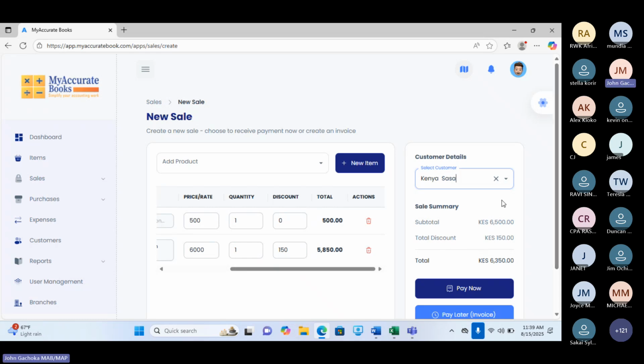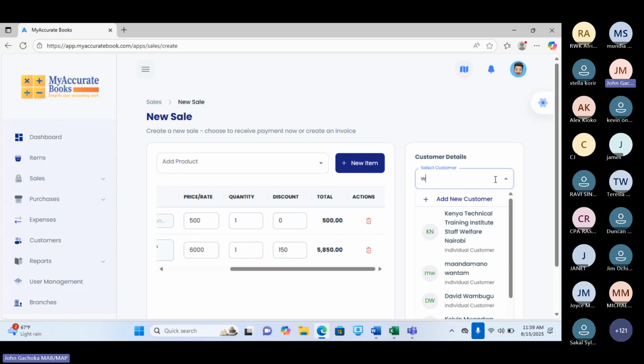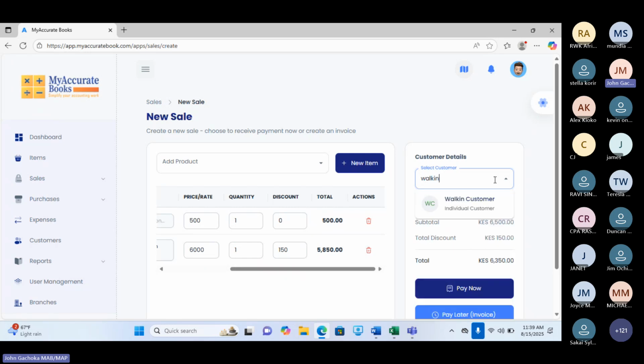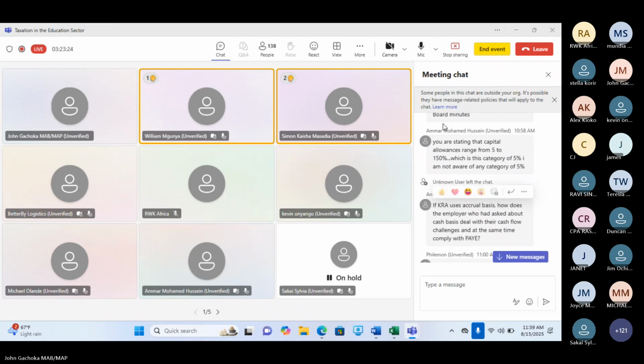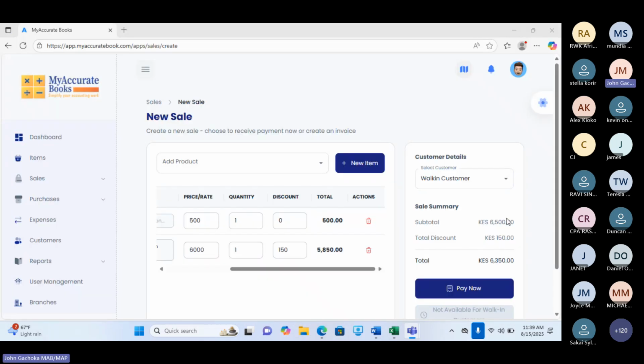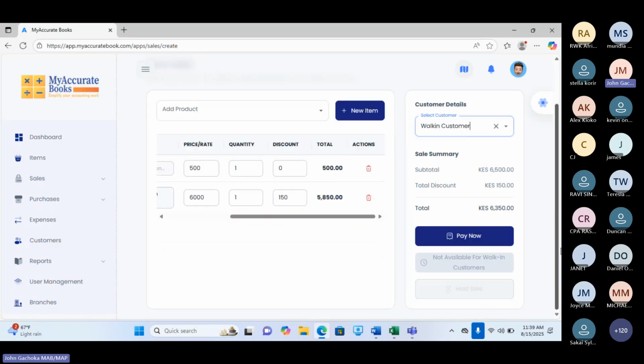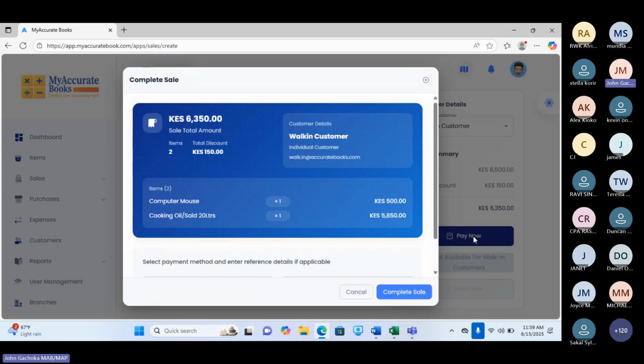In the event that they are not in your system, you can say walk-in customer. With walk-in customer, you cannot do an invoice. So you only generate a receipt. And you say pay now.